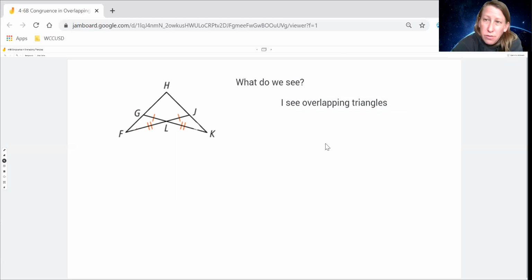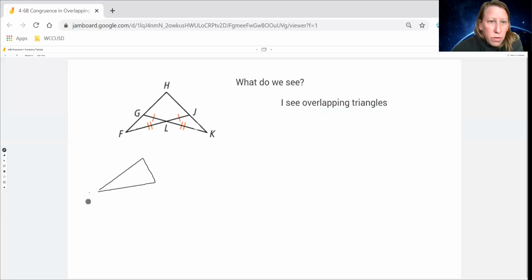How many triangles do you see? How many pairs of triangles do you see? I see these big overlapping triangles. So I'm gonna draw them out separate. Problems with my tools today.